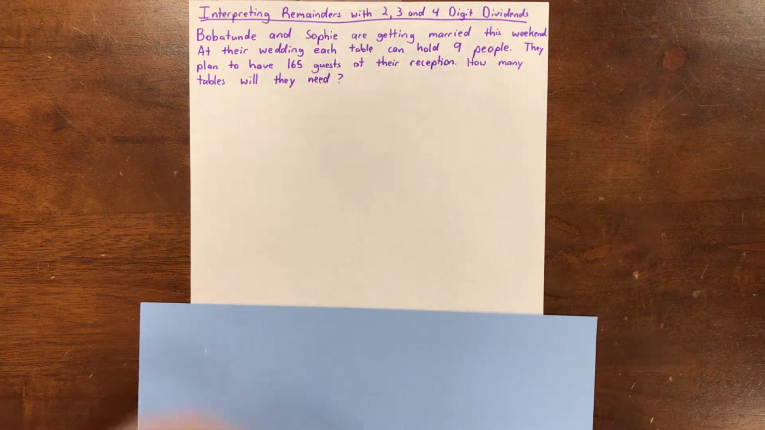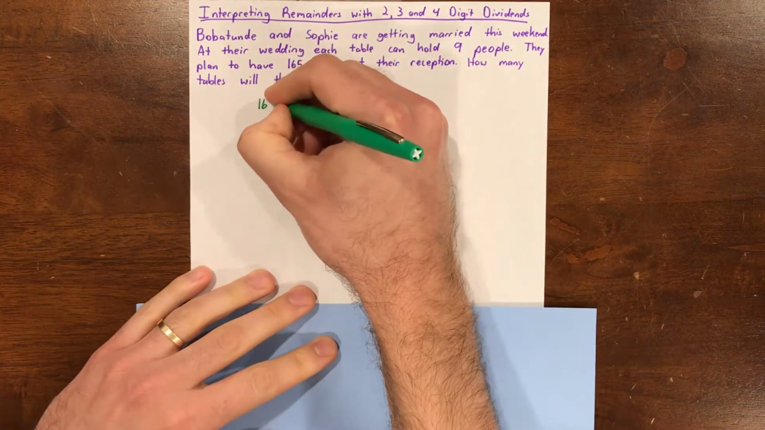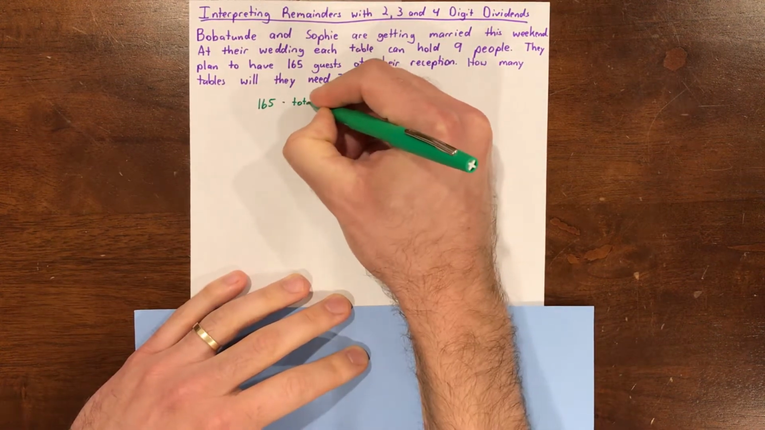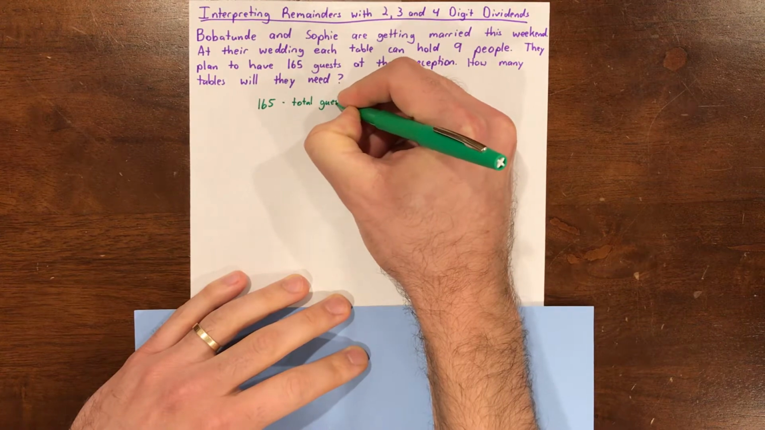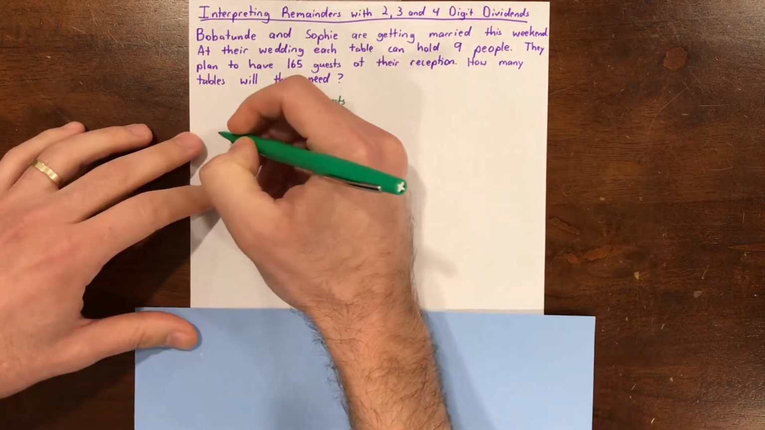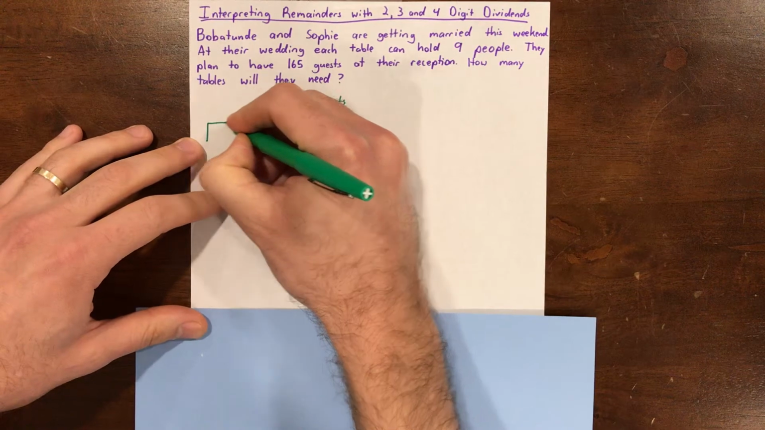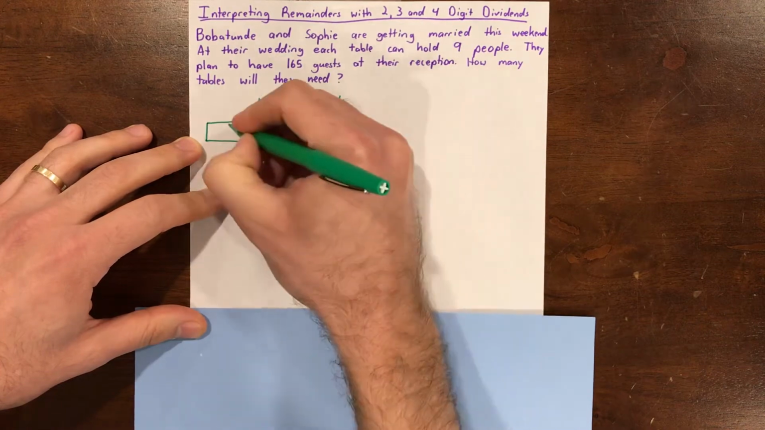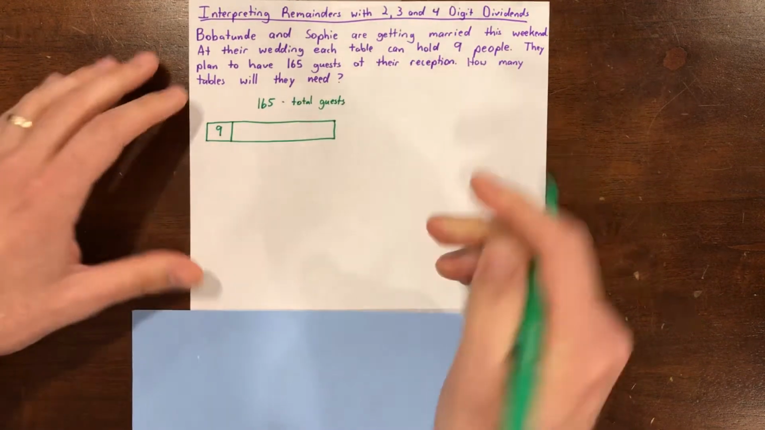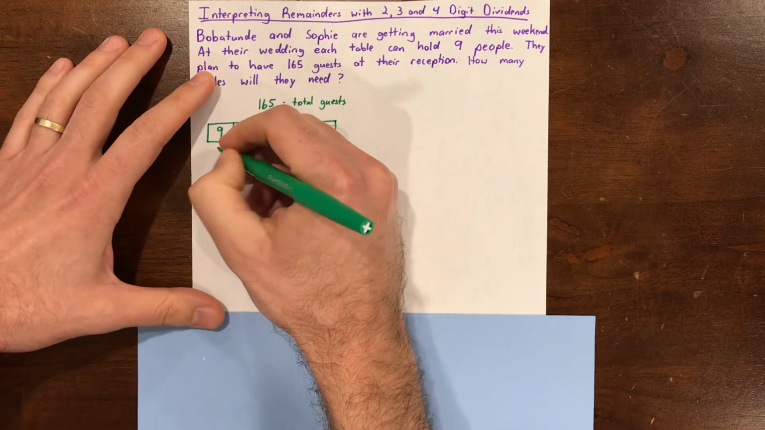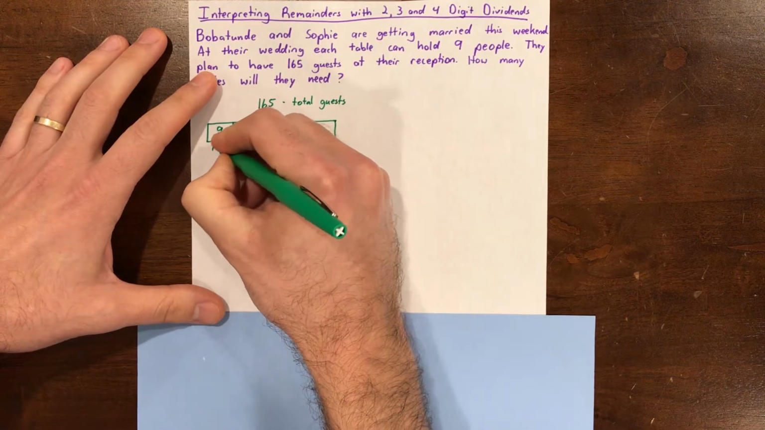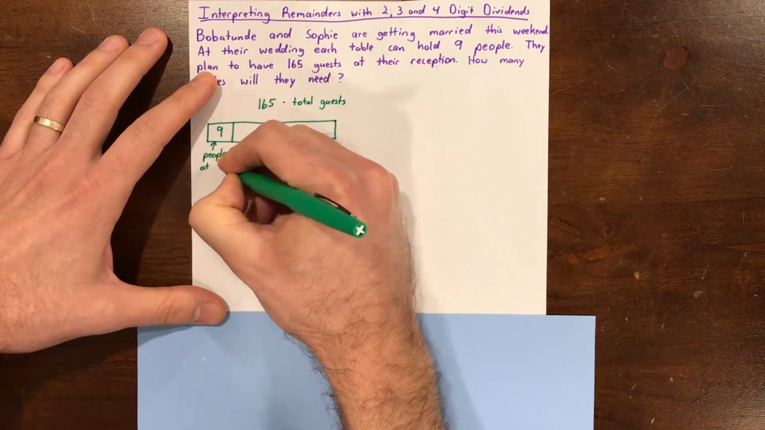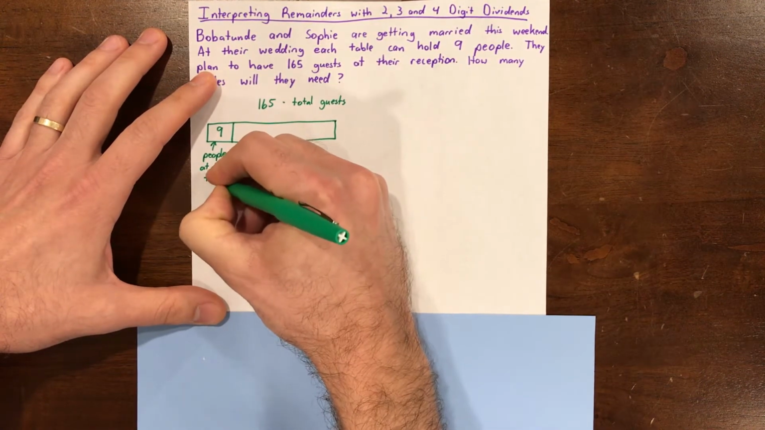Yeah, it has to show that we have a total of 165 people, right? Because that was the total guests at the wedding. And then from that total, we are dividing it into groups of 9, right? Because they said that each table can hold 9 people. So I'm going to say people at each table.